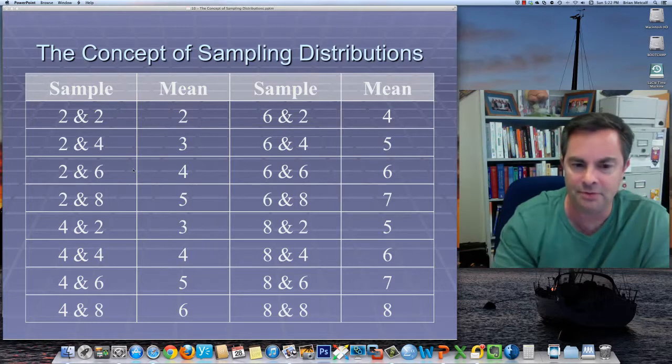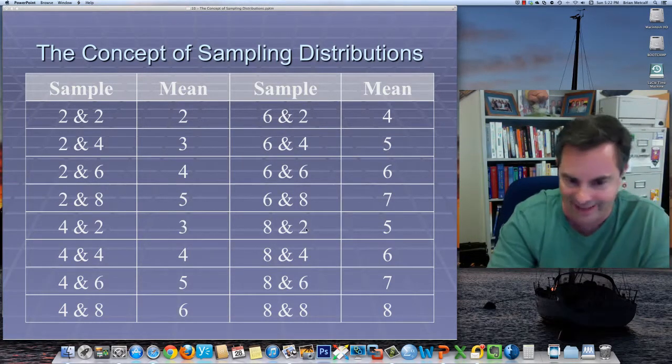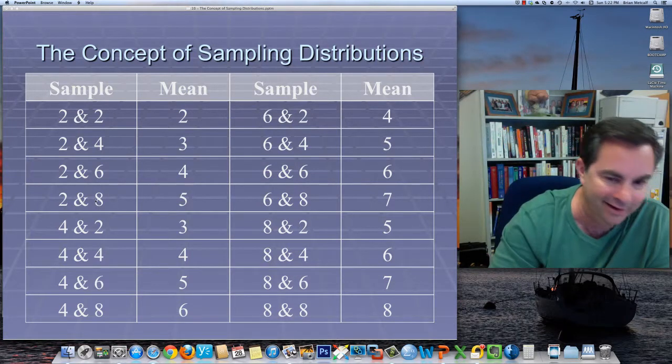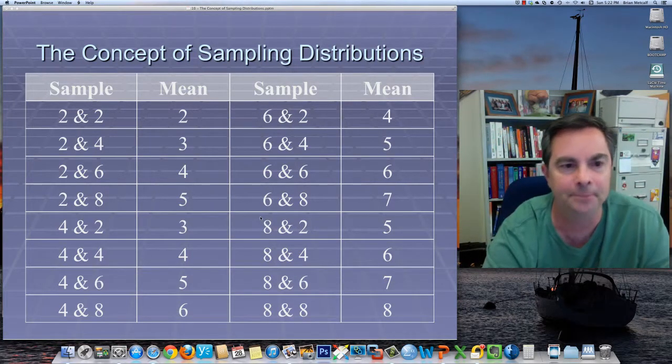If I do any other samples, they're going to be repeats. Okay, if I do the 8 and the 2 again, I already got the 8 and the 2. I already got the 2 and the 8. Okay, I got every possible combination here, all 16.